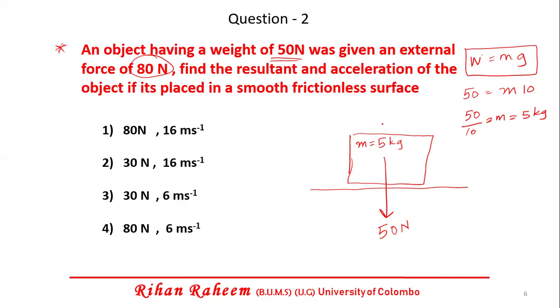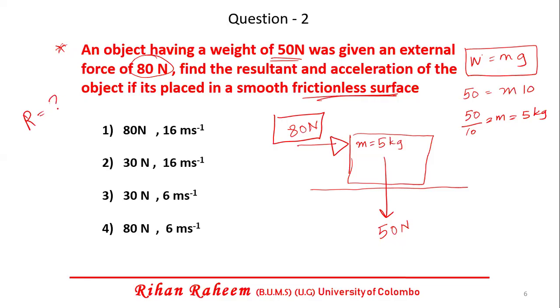Weight is 50 Newton and it is being pushed by 80 Newton force. We don't know to which direction, but somehow it is being pushed. You can put any direction, pushed or pulled or whatever. Find the resultant and the acceleration. Now this is a frictionless surface. There is no opposite force. Nothing is mentioned related to any opposite force. So the external force is the actual resultant force.